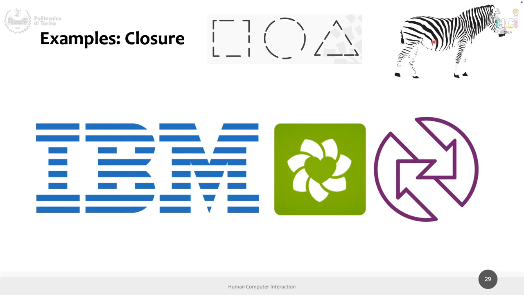Or this is not a zebra. Well, this is a zebra, but it's not contoured. These are just lines positioned in a way that looks like the animal.